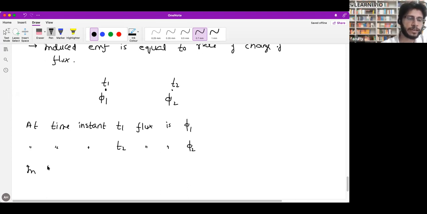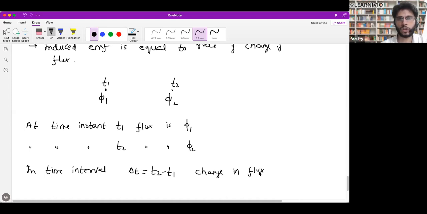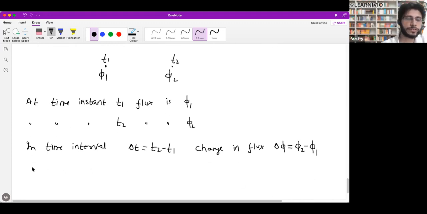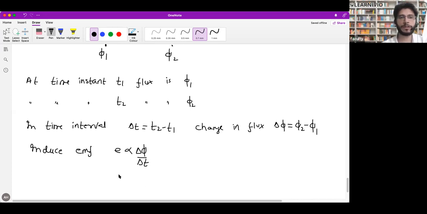In time interval delta t, delta t is t2 minus t1. In this time interval, the change in flux delta phi is phi2 minus phi1. So we can say that induced EMF E is proportional to rate of change of flux. Rate of change of flux means change in flux with respect to time. It's proportional to delta phi by delta t.